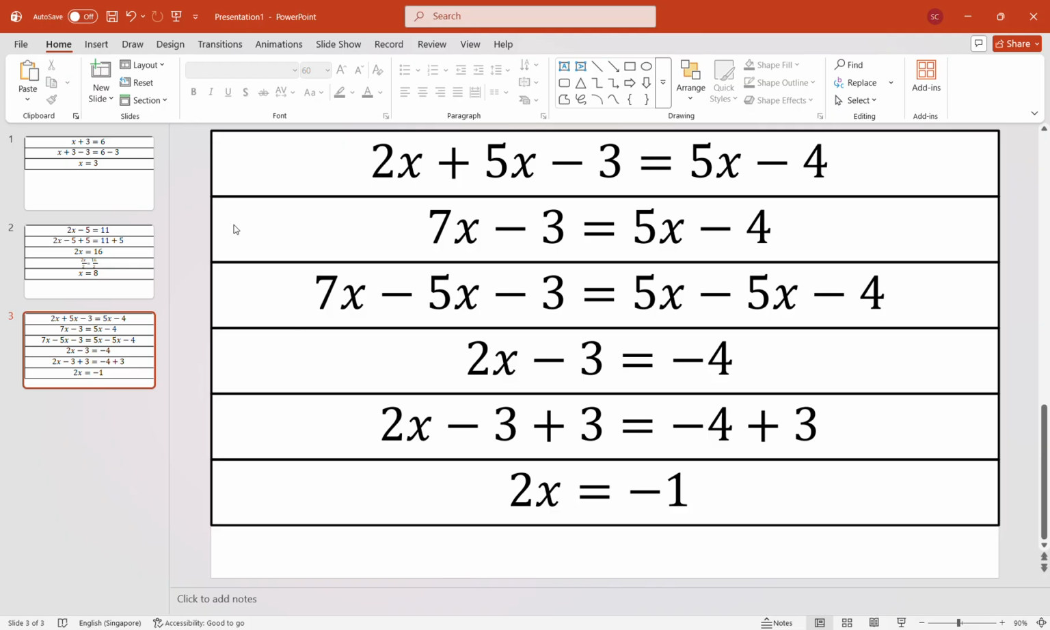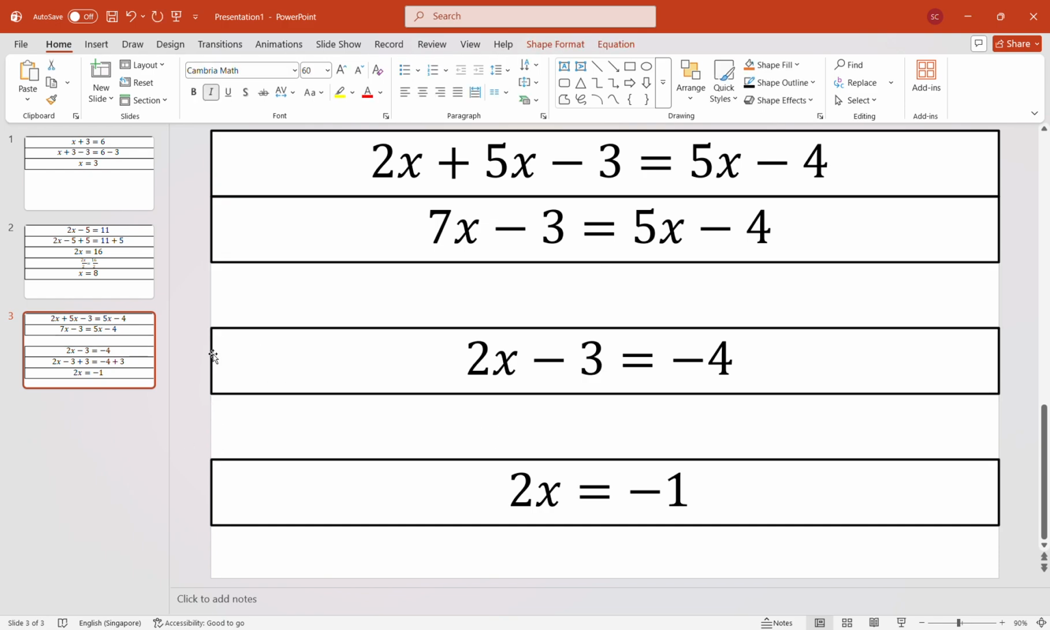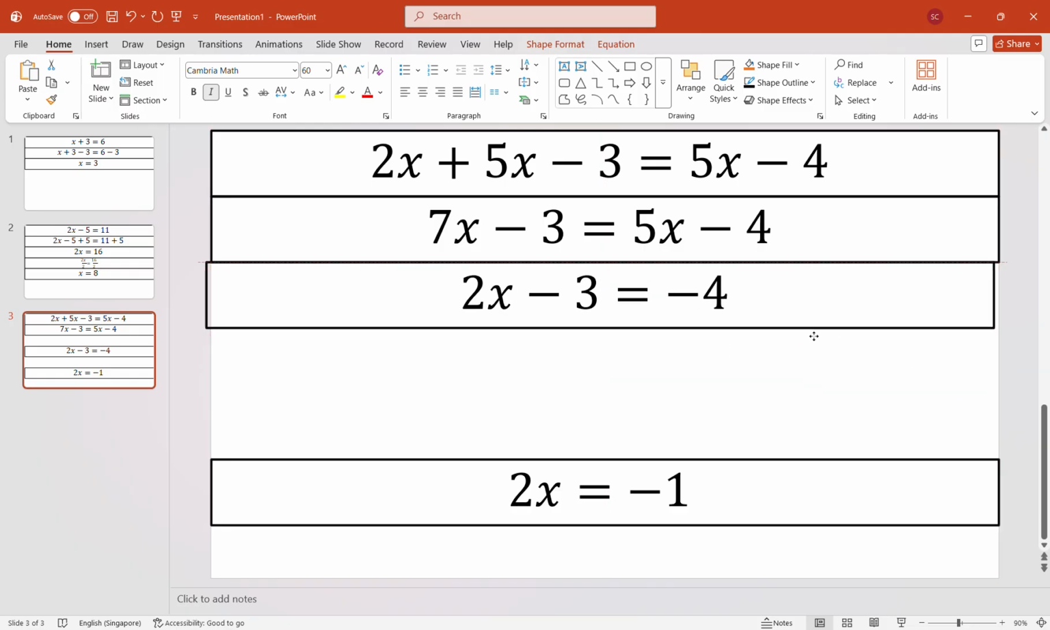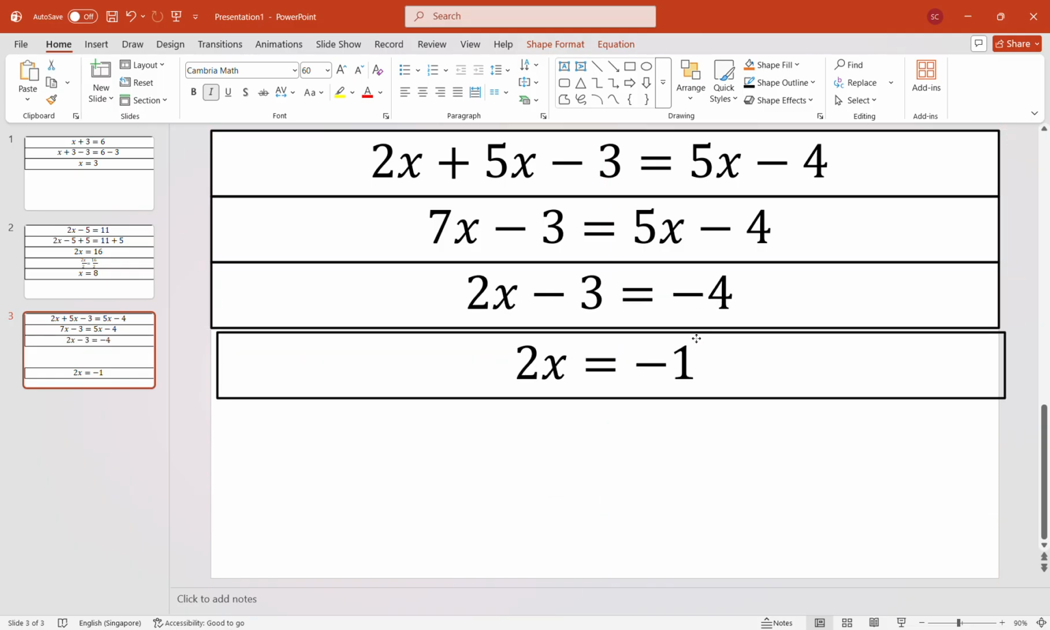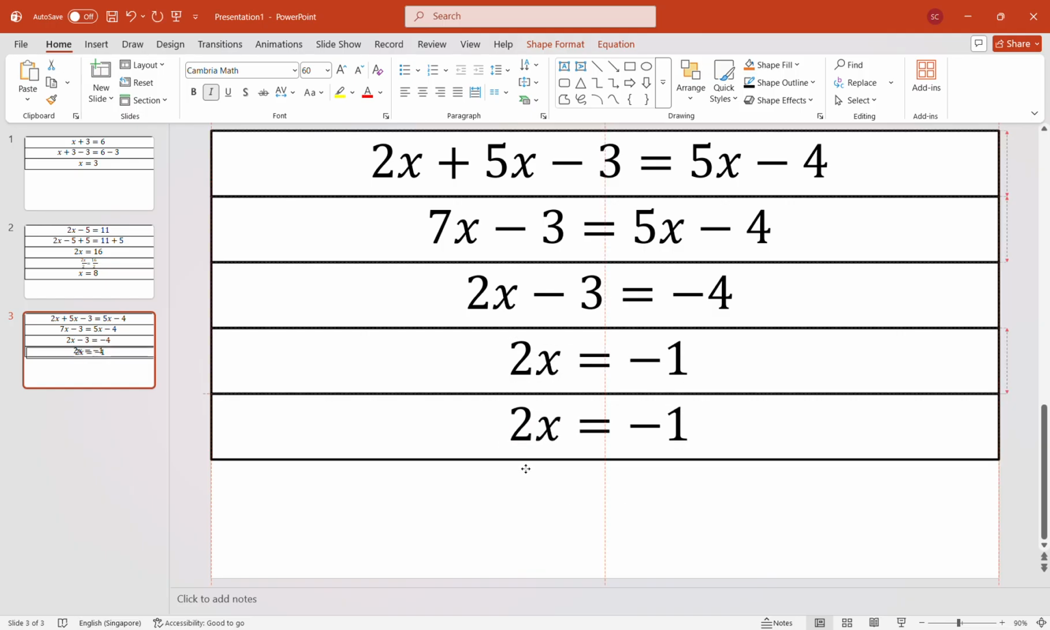And then from here, we divide both sides by 2, giving us x is equal to negative 1 over 2, or you can also write this as negative 0.5. Either answer is completely fine. So expressing them as a fraction or a decimal is still correct. It's still the same.